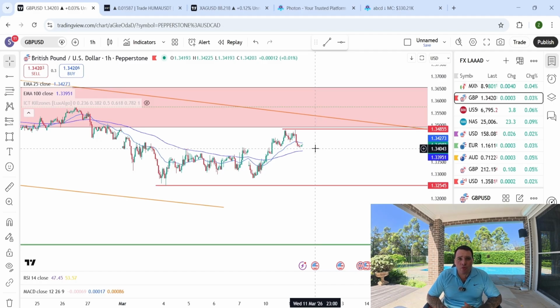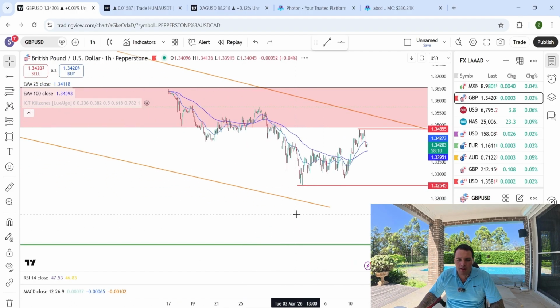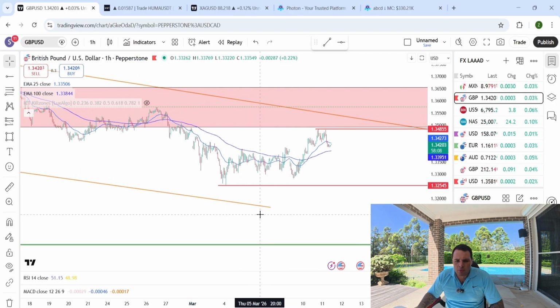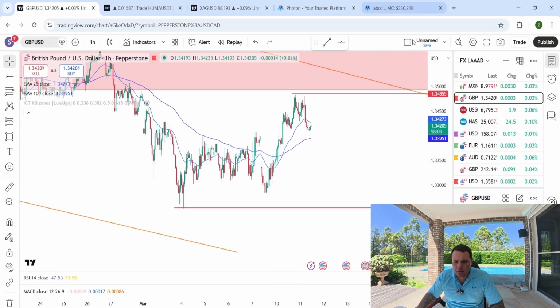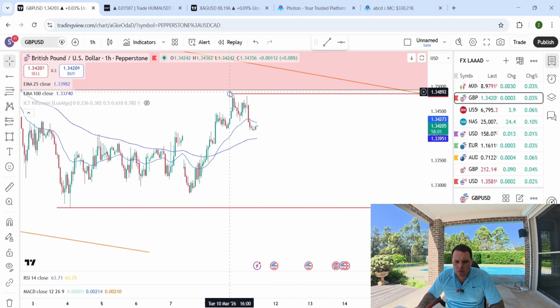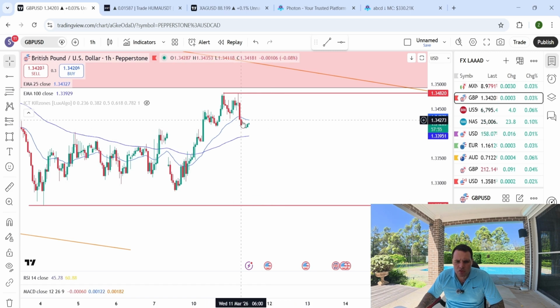The trend is your friend. Everyone will always say that. Trend is your friend. Trade with the trend. You get a lot bigger trades and you'll have a lot more confluences. So we're looking for this to be the new lower high, which it seems to be. So we have a change of structure here.